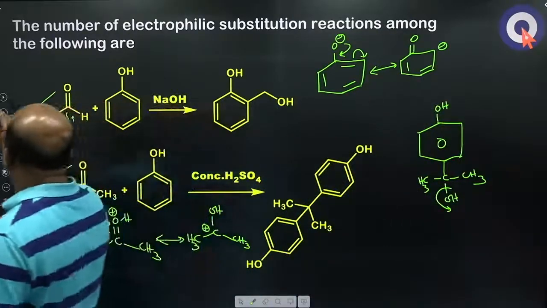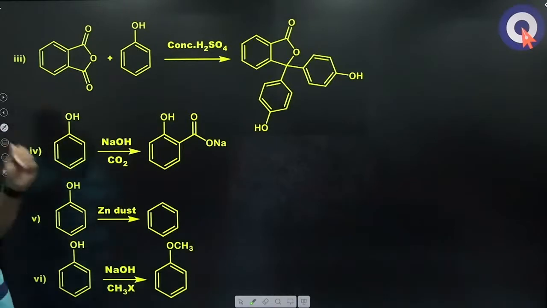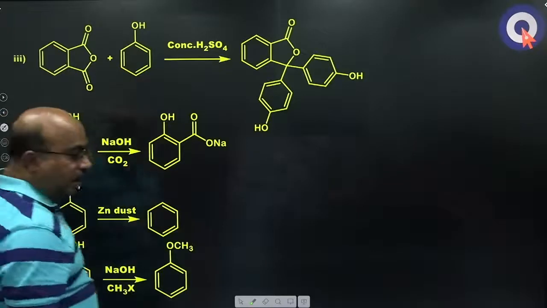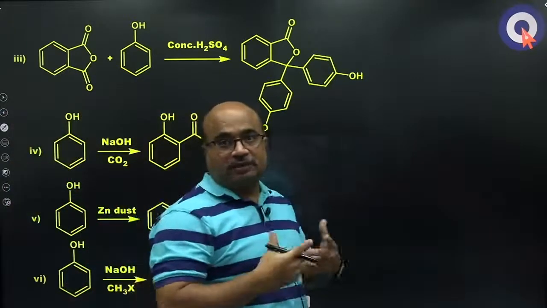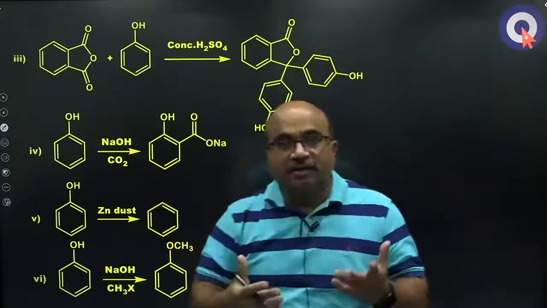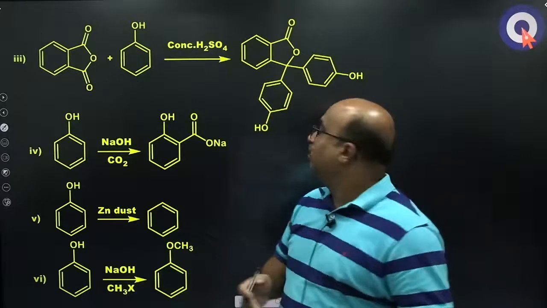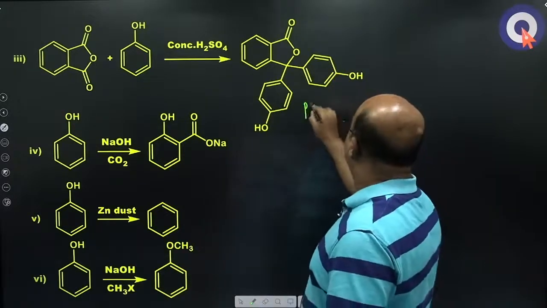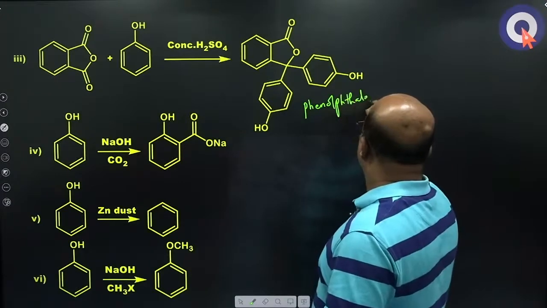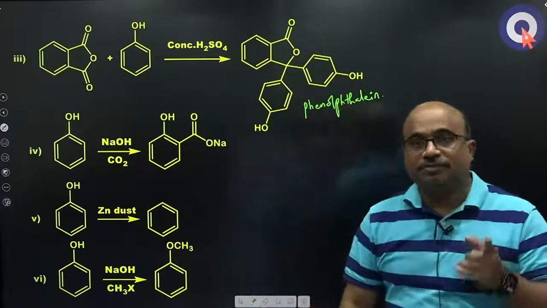And coming to the next, this one, the phenol, and this is what we call phthalic anhydride. It's actually, if you recollect, the preparation of phenolphthalein. So what is this compound? We say phenolphthalein. So it is an electrophilic substitution.